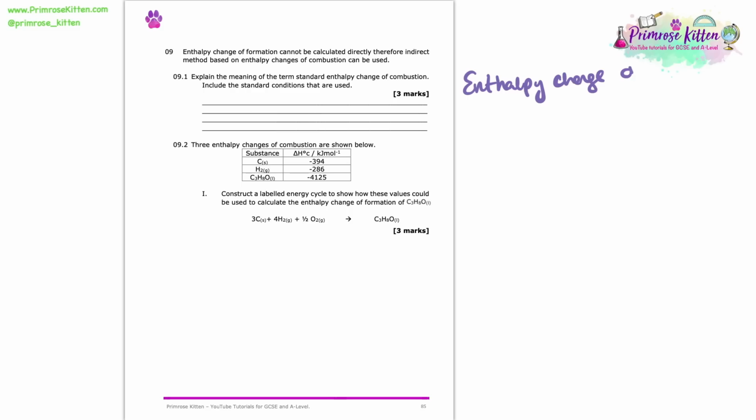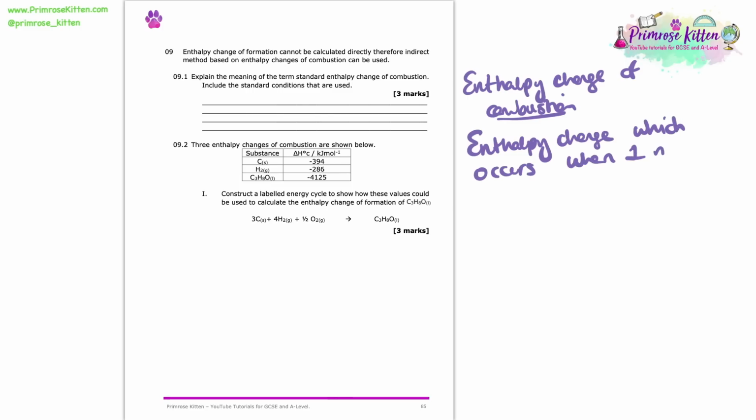So this here is a definition question. Here we need to define the enthalpy change of combustion. And so we need to know that it is the enthalpy change that occurs when 1 mole of a substance completely combusts, or we could say reacts fully in oxygen, under standard conditions.